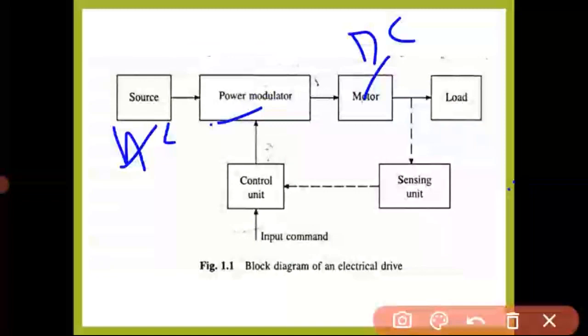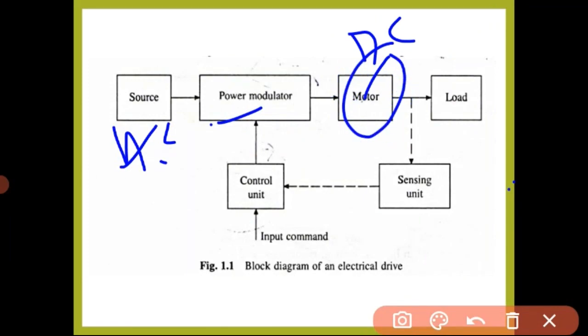So the power modulator's job is to convert from AC to DC. If my motor is AC and the supply is DC, then the power modulator is an inverter here, and it converts from DC to AC. So depending upon the motor and the source, whether AC or DC, the power modulator modulates and gives the supply to the motor.